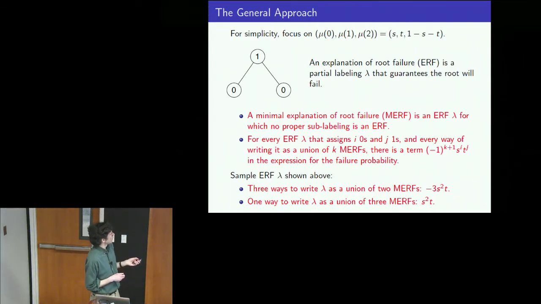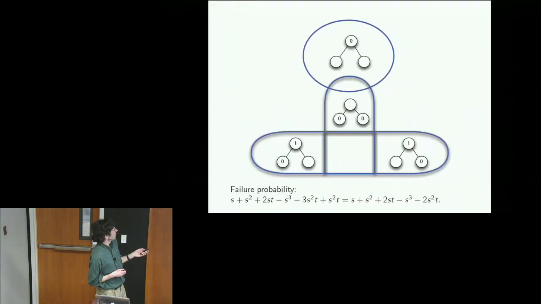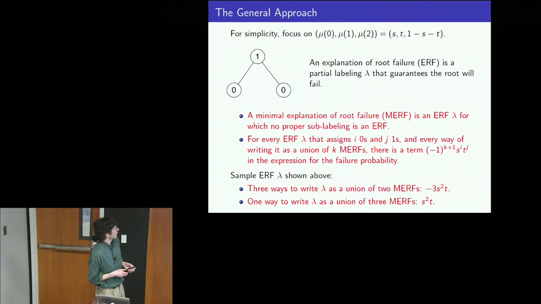Now, a minimal explanation of root failure, which I'll call an MRF, a nice sort of cute, cuddly term for something which kills the root, is going to be an ERF for which no proper sublabeling is an explanation. So it's minimal, right? This is not an MRF, but these ones were. This was a minimal explanation for why the root failed.